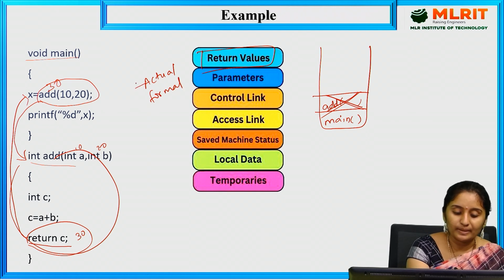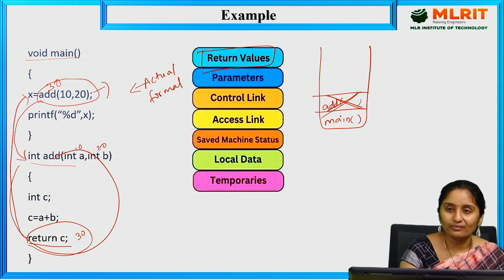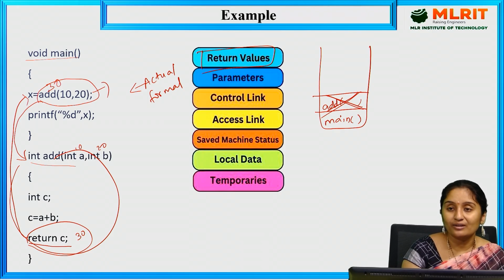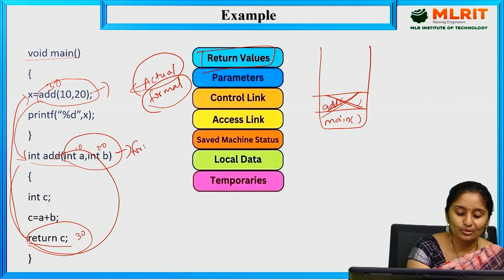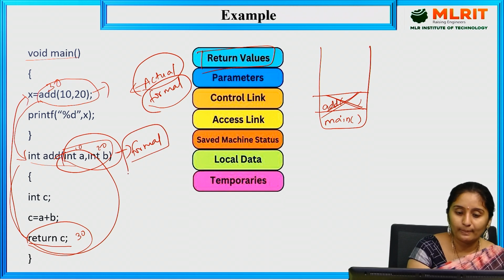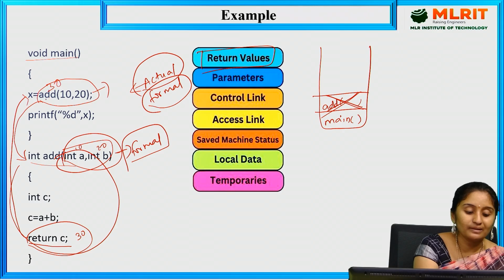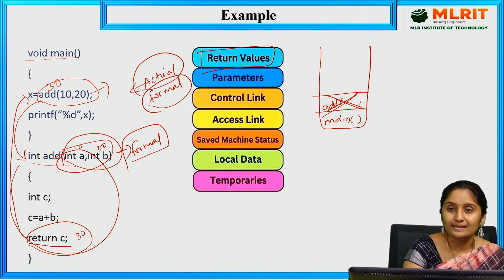What are actual parameters? The actual parameters are nothing but those that lie in the function call. In the function call, whatever values we pass, those are the actual parameters. The formal parameters are those in the definition of the function, the variables we place in the brackets. The actual parameters are the values we pass in the function call.